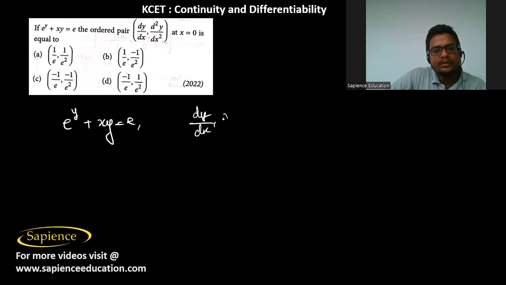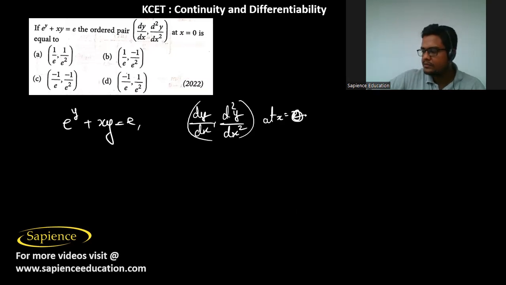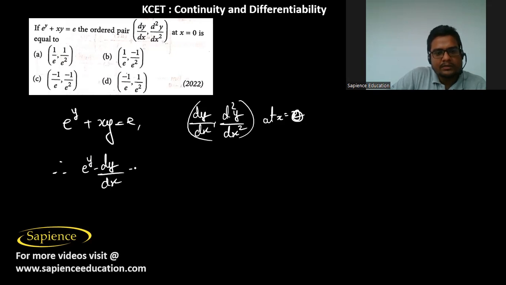Then here it is told that if e power y plus xy is equal to e, then the ordered pair dy by dx comma d square y by dx square at x equal to 0 is how much? That we have to find. So now, if we differentiate both sides with respect to x, then we will get e power y into dy by dx plus x dy by dx plus y, that is equal to 0.